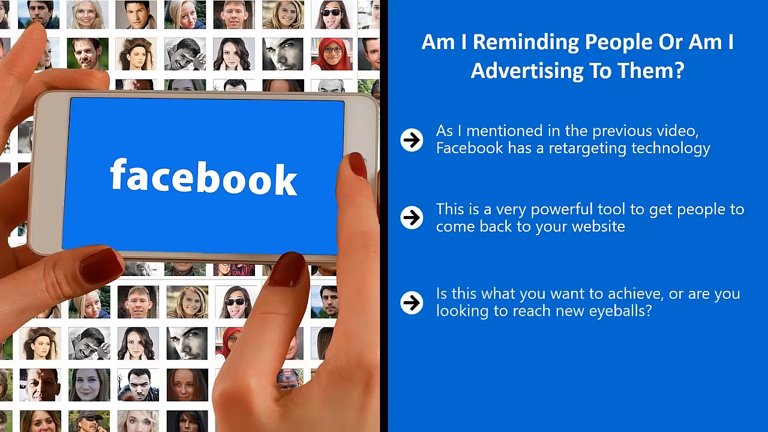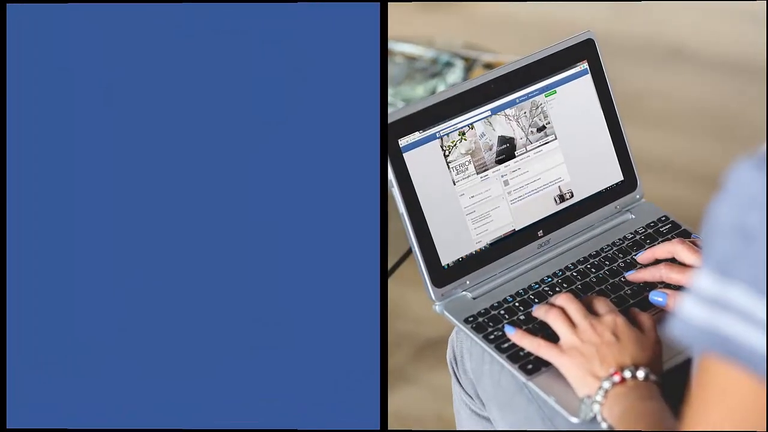Is this what you want to achieve, or are you looking to reach new eyeballs? These are people who have never been to your website and you're just trying to introduce yourself. These are two totally different objectives. Make sure you're clear as to which one you're going to pursue.